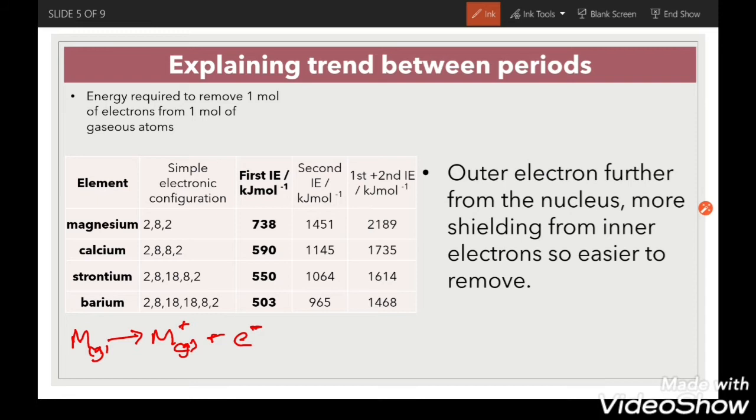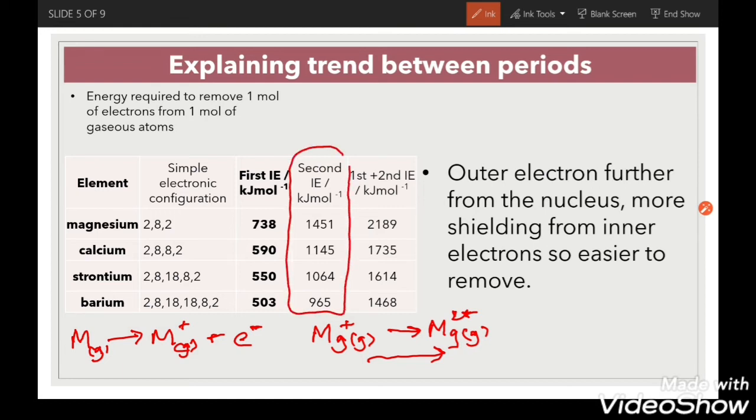The second ionization energy is the data that we've got up there, and that's going from the 1+ ion. I'm just showing magnesium now, again in the gaseous state. From this one, I'm going to form a 2+ ion. So this is the second ionization energy. Apologies for my writing, my stylus is still rubbish. This transfer is represented by the numbers in this column.